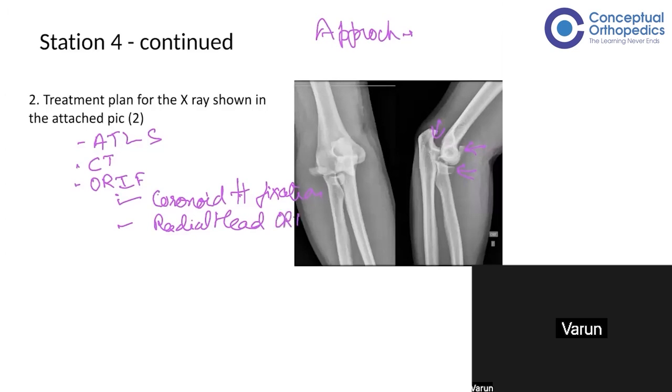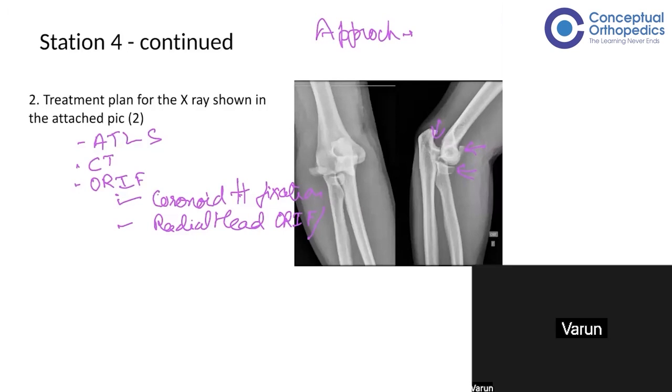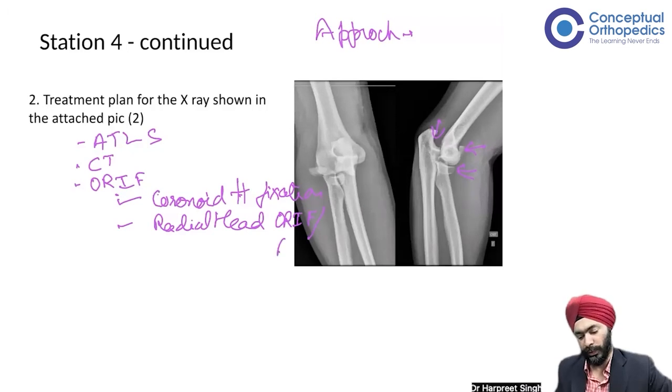Also, sir, if possible, if the coronoid can be fixed through the lateral approach, I would do it. But if not, then I would have to take another approach for the coronoid. So from the lateral approach you'll have to first fix the coronoid. Otherwise, if you fix the radial head first, you'll not be able to see the coronoid. Yes, sir. Coronoid fixation, radial head fixation or replacement.